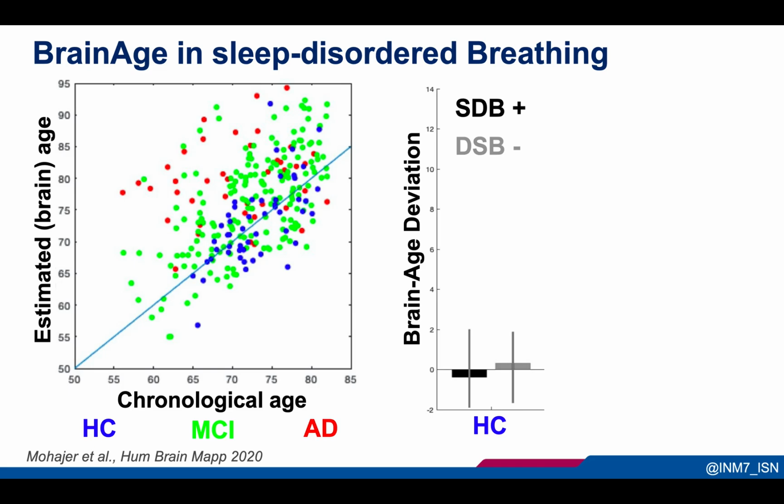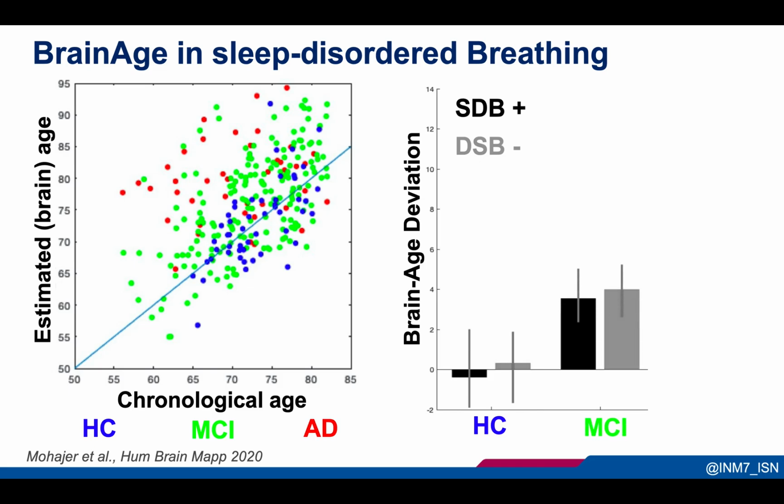But it's important to note that this is a completely out-of-sample prediction, not just part of a cross-validation procedure, but actually prediction onto a new site. So the model did not see any data from the sites that supplied the subjects for MCI, healthy controls, and AD here. Interestingly, we did not find an effect of sleep disordered breathing.